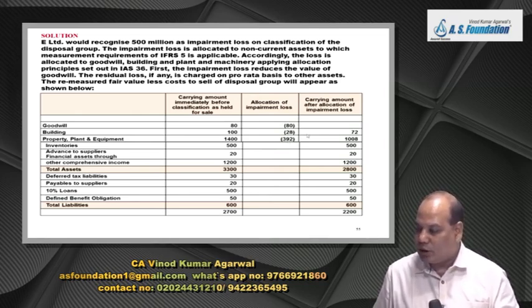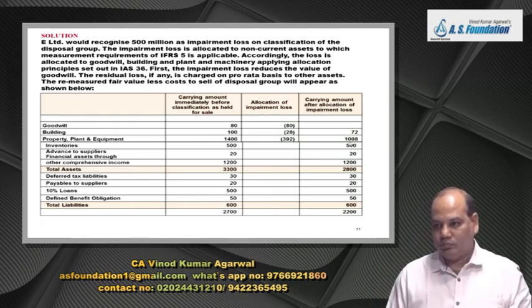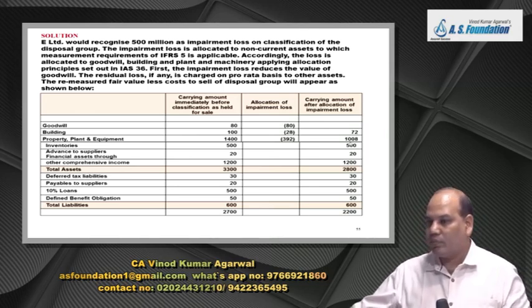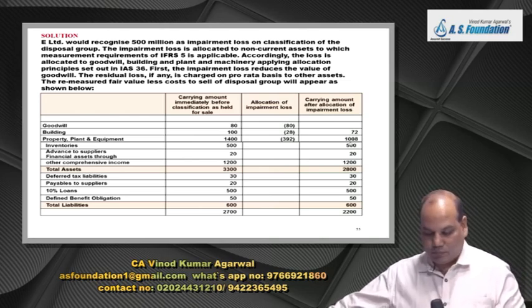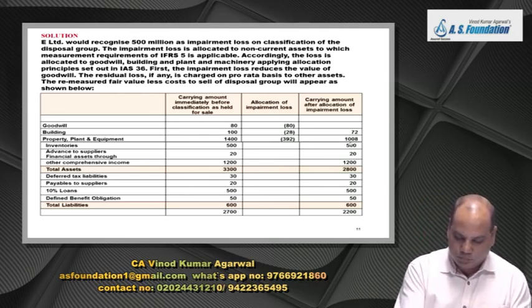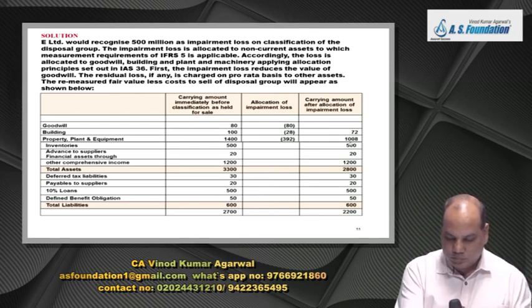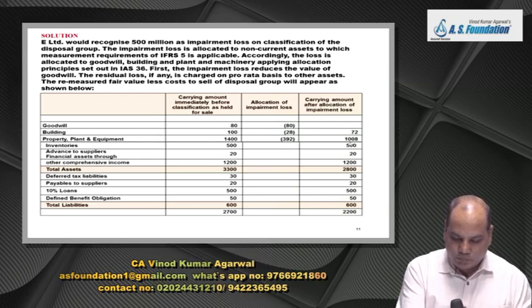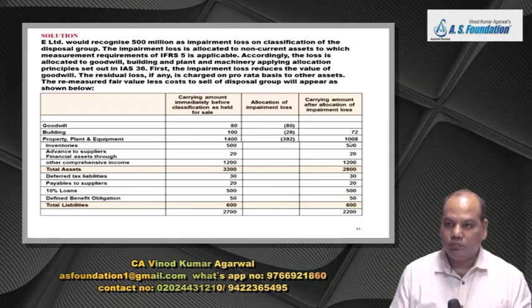So therefore the carrying amount after allocation of impairment loss, goodwill will become 0, building will be 72, and PPE will be 1008. Done?